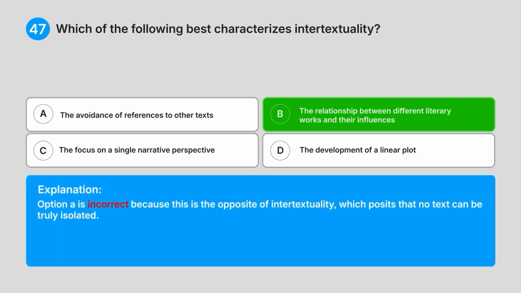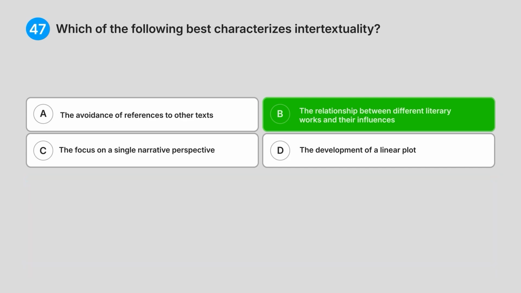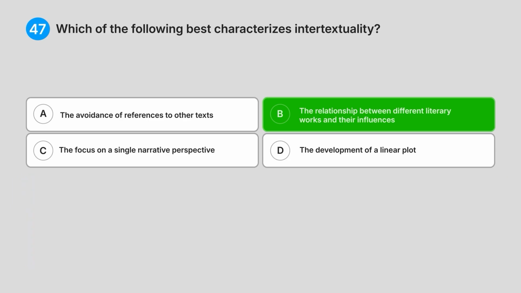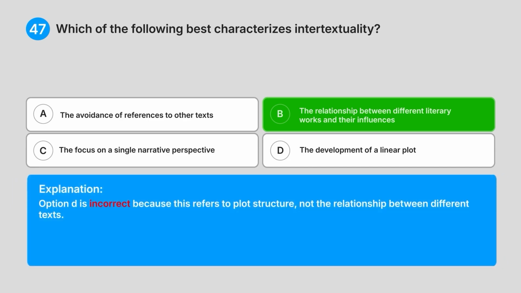Option A is incorrect because this is the opposite of intertextuality, which posits that no text can be truly isolated. Option C is incorrect because this refers to narrative point of view, a separate literary concept. Option D is incorrect because this refers to plot structure, not the relationship between different texts.